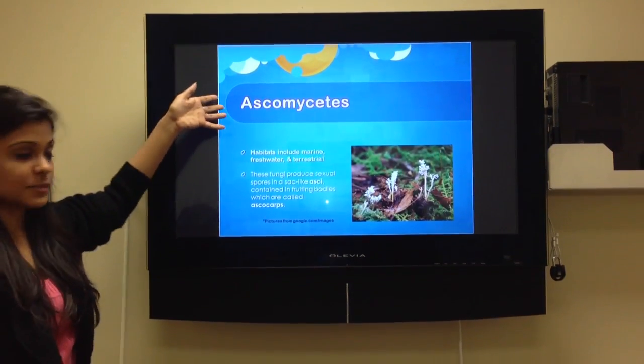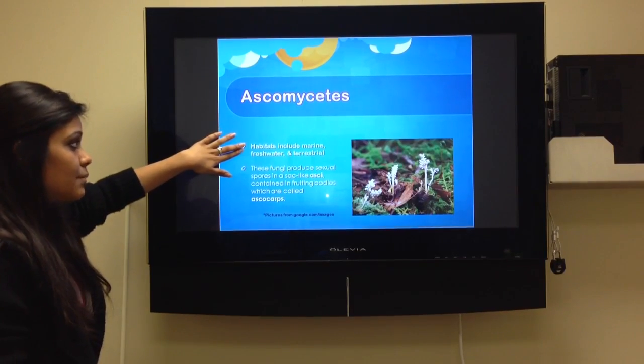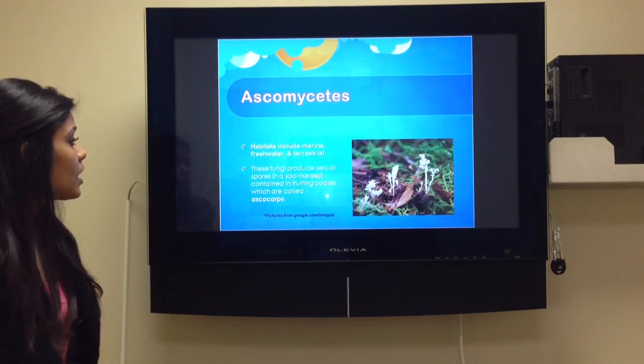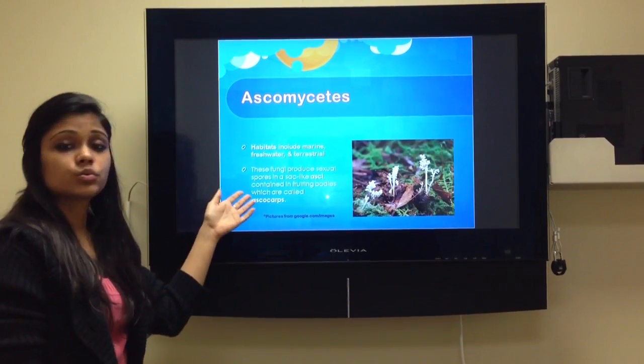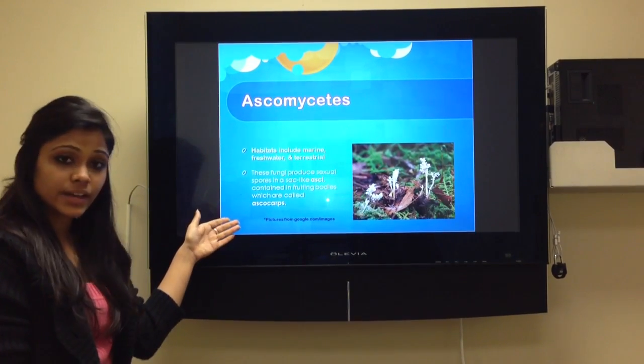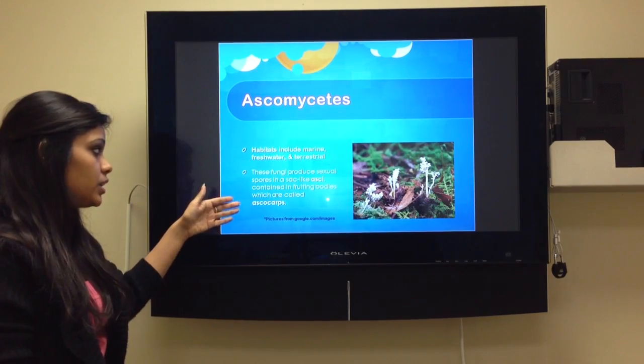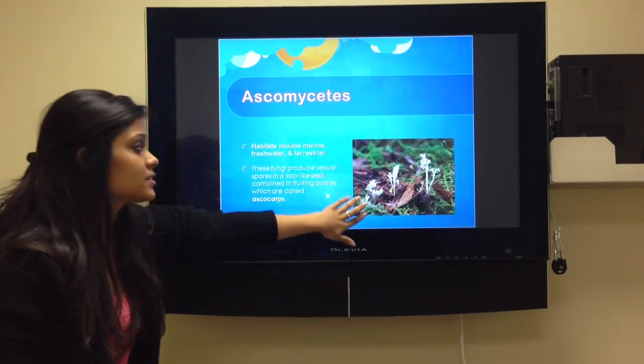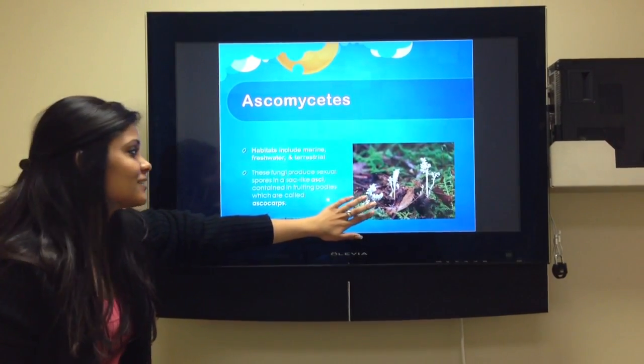Alright, let's start off with ascomycetes. They live in habitats that include marine, freshwater, and terrestrial. These fungi produce sexual spores in sac-like asci, which are contained in fruiting bodies called ascocarps. And here is an example of ascomycetes.